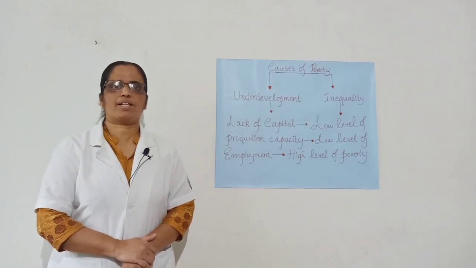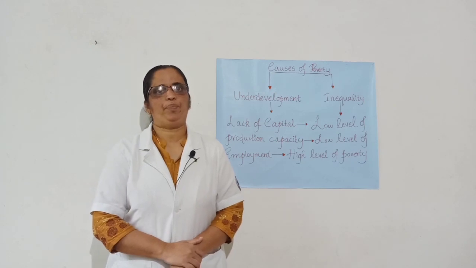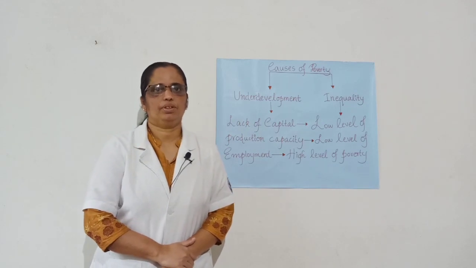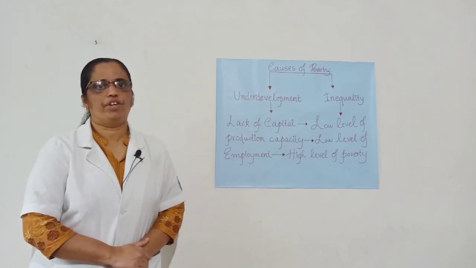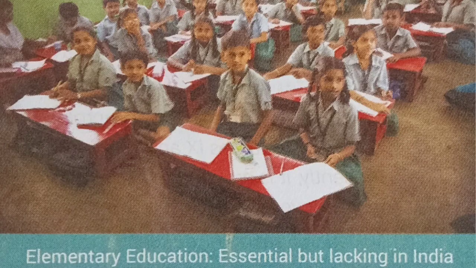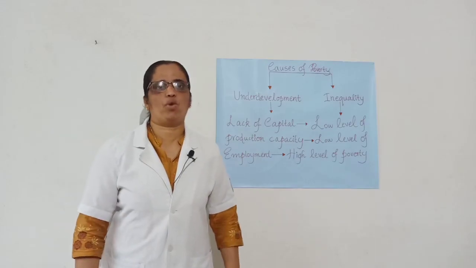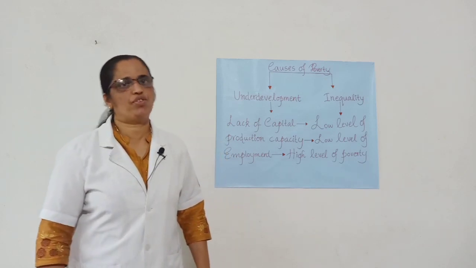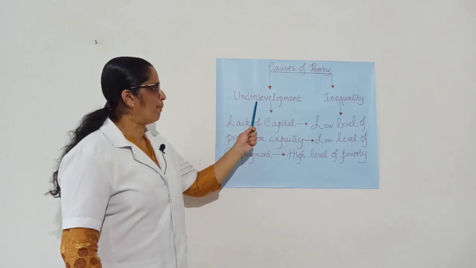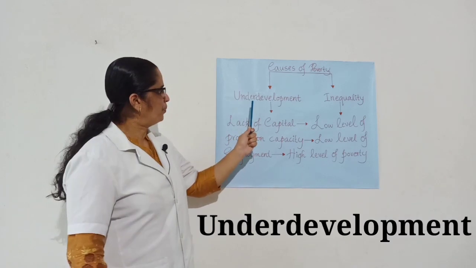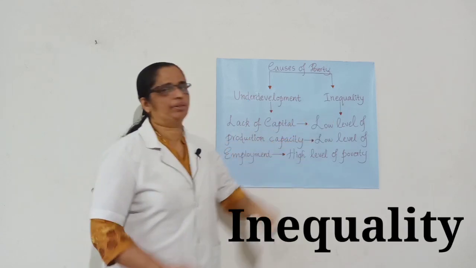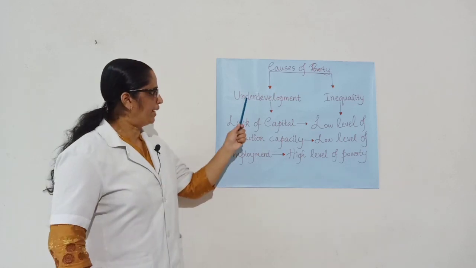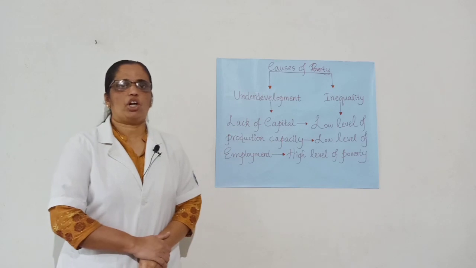Last class, we discussed the poverty line. Today, let's discuss the causes of poverty in India. In India, as you know, we have abject poverty. When we analyze the causes of poverty in India, so many causes are there. First of all, let's analyze two important causes of poverty, namely underdevelopment and inequality. The twin causes of poverty in India are underdevelopment and inequality. What do you mean by underdevelopment?